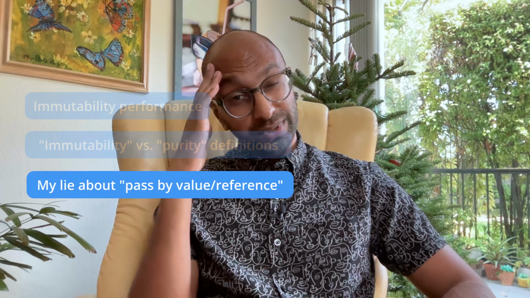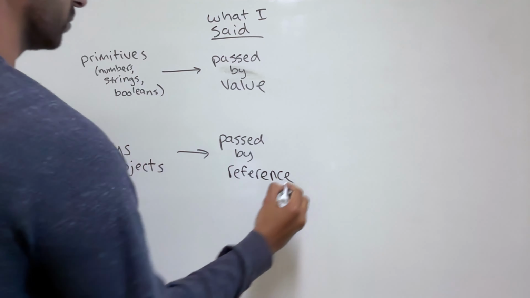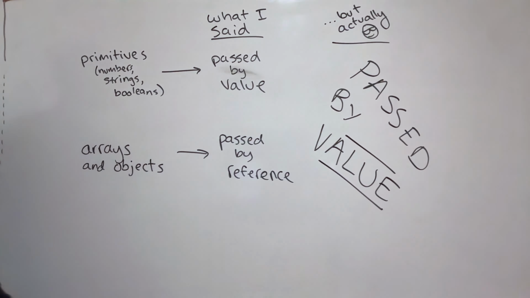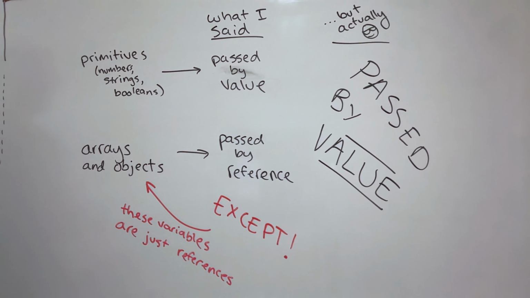Okay, so I also used a little sleight of hand when talking about pass by value versus pass by reference. In JavaScript/TypeScript, everything is pass by value. I know, I'm a liar and I'm sorry, but all array and object variables are stored by reference, so just hold on. Here's what I mean.